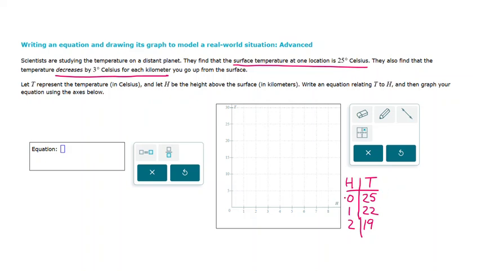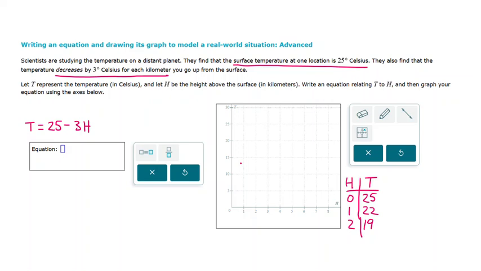As far as my equation goes, what I'm doing is taking the height, multiplying it by 3, and subtracting that from 25. So that's going to help me write my equation. My temperature is going to equal 25 minus 3 times the height, or h. So I would put that in for my equation.